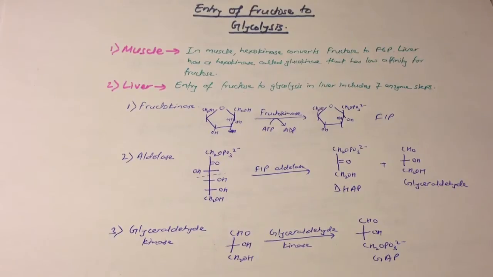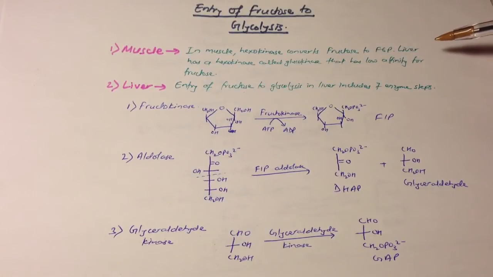Hi guys, in this video we're going to talk about how fructose enters the glycolysis cycle in muscle and liver. In muscle, we have an enzyme called hexokinase that we encountered in glycolysis too, and the same hexokinase can convert fructose to fructose 6-phosphate, so that's pretty easy for muscle.